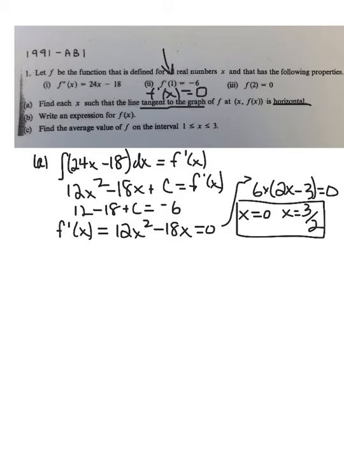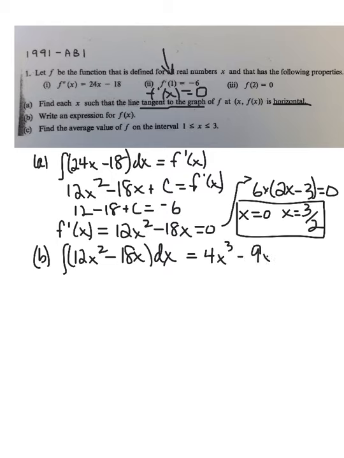Okay, part B just wants an equation for f. So we are just going to integrate f prime. So we're going to integrate 12x squared minus 18x. And we are going to get 4x cubed minus 9x squared plus c.